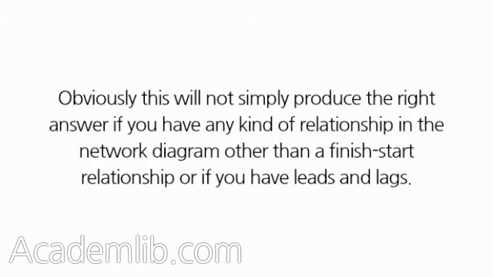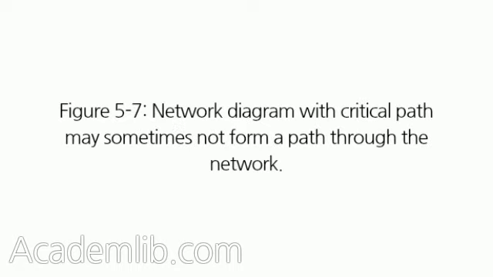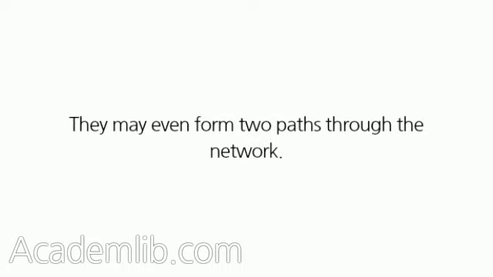Obviously, this will not simply produce the right answer if you have any kind of relationship in the network diagram other than a finish-start relationship, or if you have leads and lags. The proper method, and the method that the computer software for project management uses, is to determine the total float of each activity and identify those activities that have zero total float. These activities, as in Figure 5.7, the network diagram with critical path, may sometimes not form a path through the network. They may even form two paths through the network.